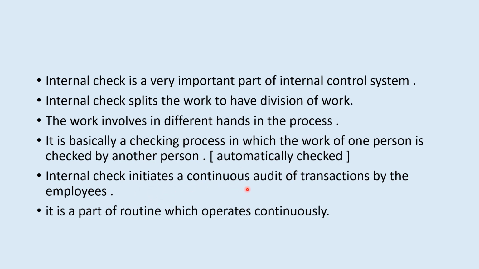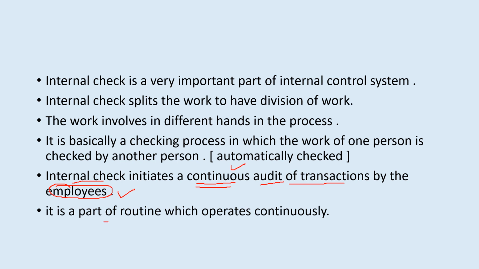Internal check initiates a continuous audit of transactions by the employees. Please listen very carefully. The word is continuous. Continuous here means there is no break. It is happening one after the other. The second word is audit. What is audit? Audit means check. Audit means verify all the transactions. Now in internal check, the verification is done on a continuous basis and it is done by the employees of the organization. Why? Because it is internal check. So the employees are auditing their own transactions continuously.